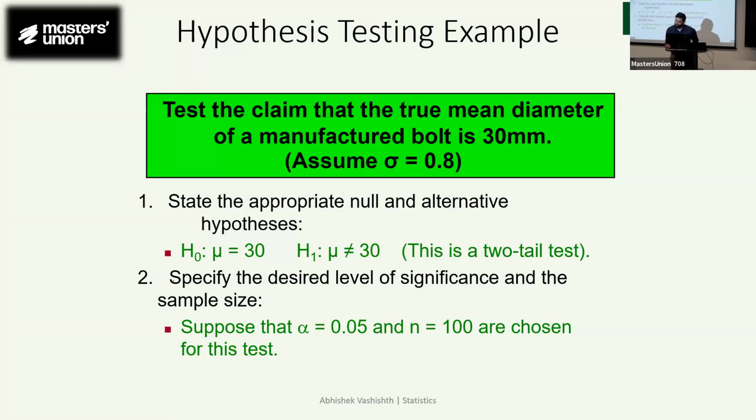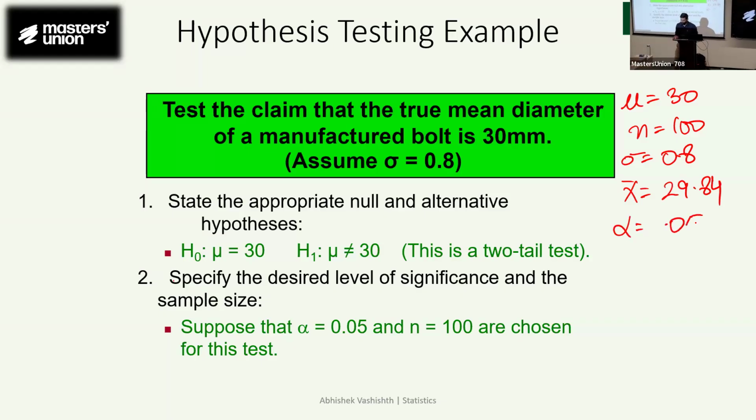Simple. This is the data available, right? n is equal to 100, sigma is equal to 0.8, mu is equal to 30, X bar is equal to 29.84, right? Also, alpha value is told, which is 0.05. I know it's a two-tailed test where the hypothesis is this.